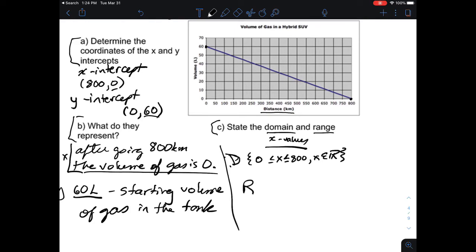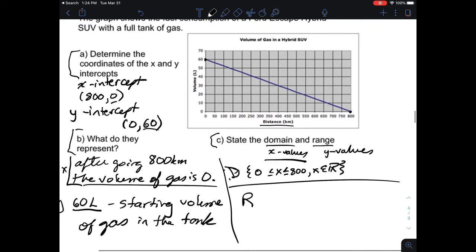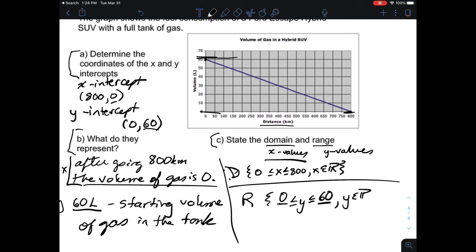And the range is now related to the y values. Where does this graph exist in terms of y? And I can see it starts at 0 down here and it ends at 60. I know I'm going backwards there, but for the range, we want to record the lower number first and then the higher one. So 0 to 60, y is an element of the real numbers, and there's my range.